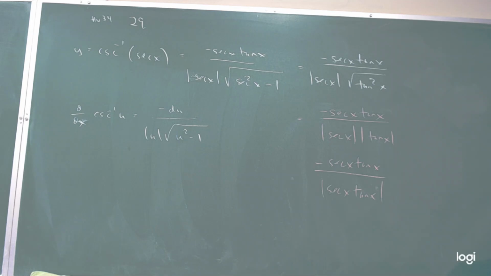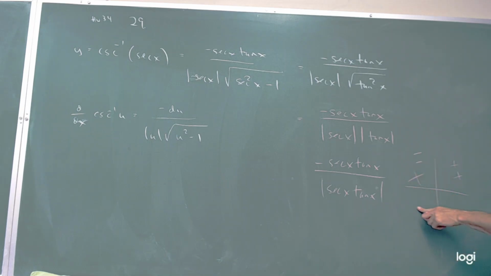I'm trying to think, can we do any more? Let's see, where is secant positive and where is tangent positive? I've got to think for a minute. We know in quadrant 1, secant and tangent are both positive, right? In quadrant 2, tangent is going to be negative, and secant is also going to be negative, right? So the product of secant and tangent is going to be positive also.